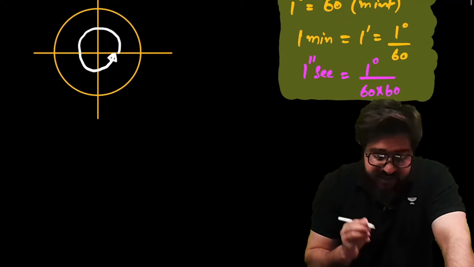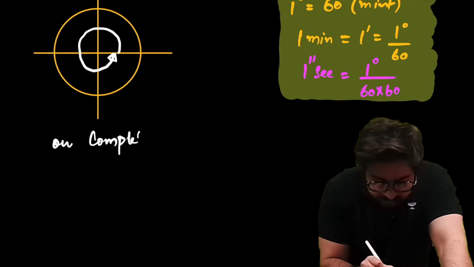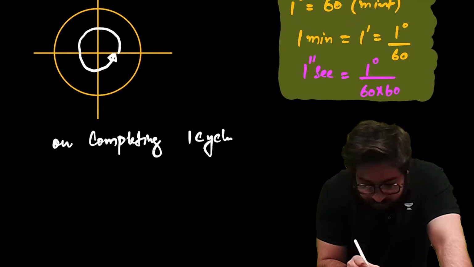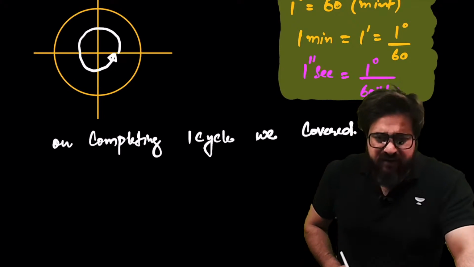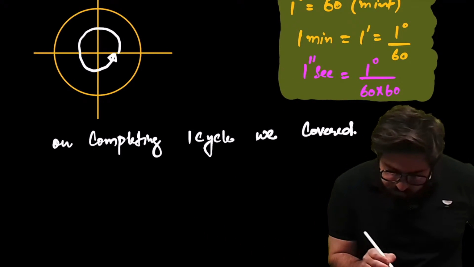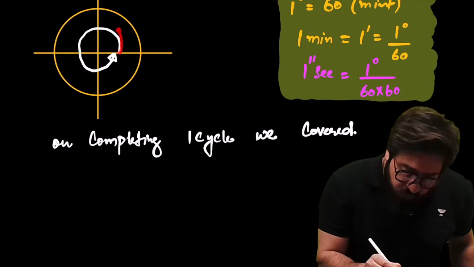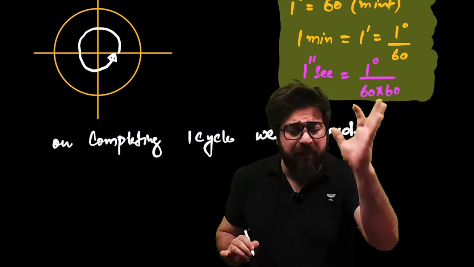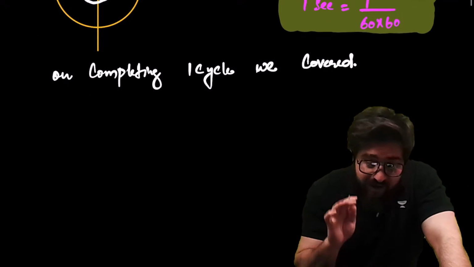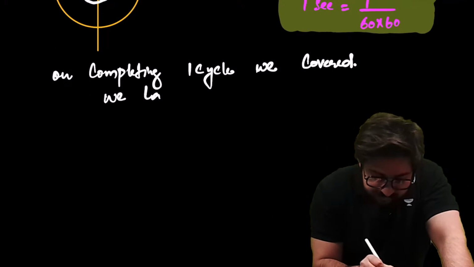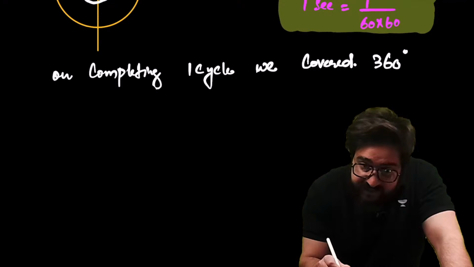Listen to me very carefully. I'll just write, on completing one cycle, we covered, we know that if we have moved from this point to this point, we would have moved by an angle of 90 degrees. If we move from this point back to this point in the entire circle, one complete cycle, we have moved 360 degrees. On completing one cycle, we say 360 degrees.